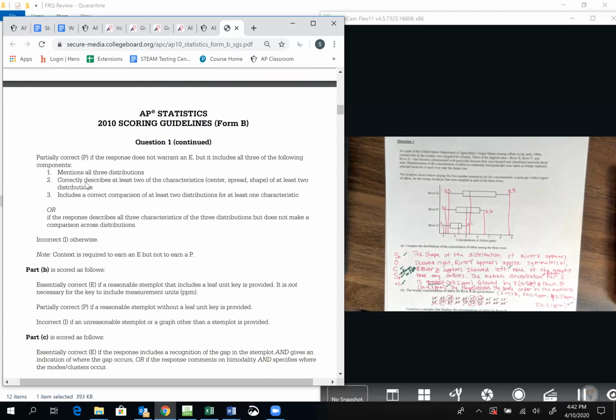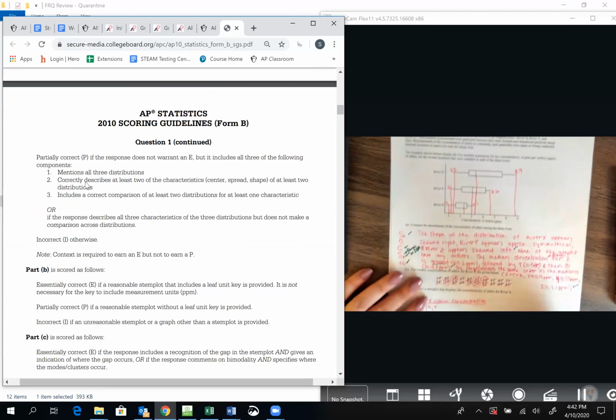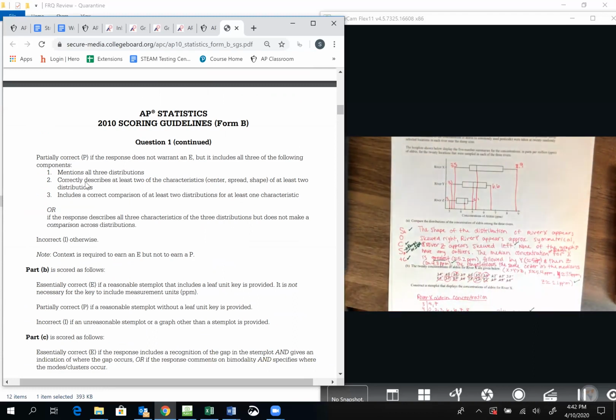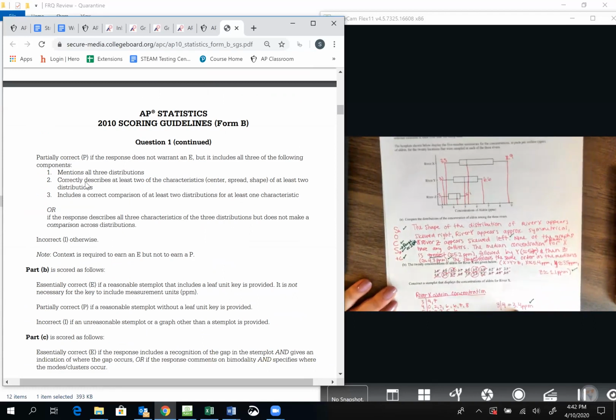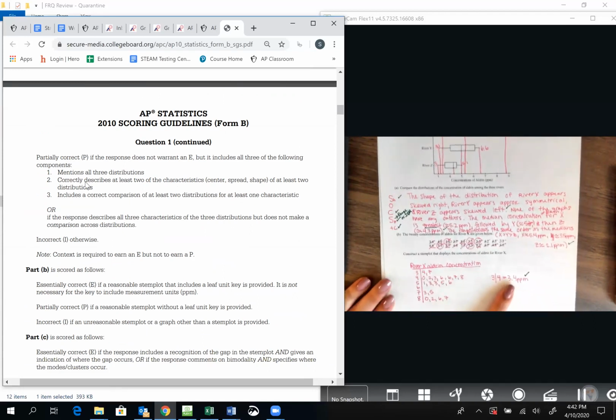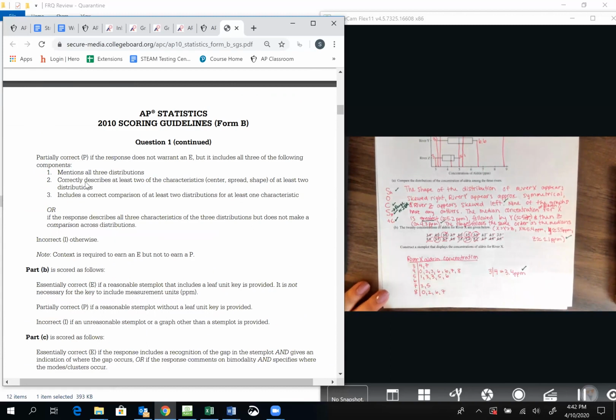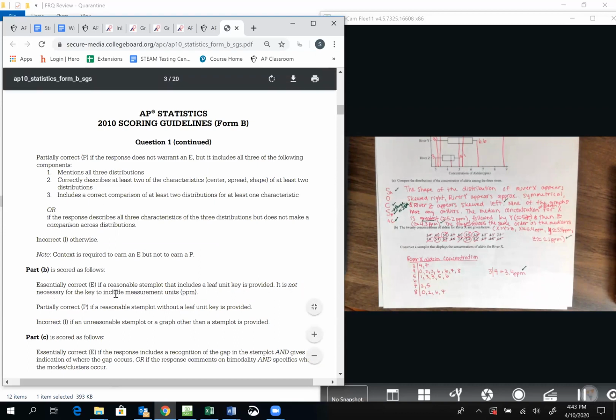Part B, essentially correct if a reasonable stem plot. That includes a leaf unit key. So here's my key. You don't have to have the ppm, but you do have to have 3 | 4 equals 3.4, or you can use any number. It doesn't have to be that number. It just says that it's not necessary for the key to include the measurement units.